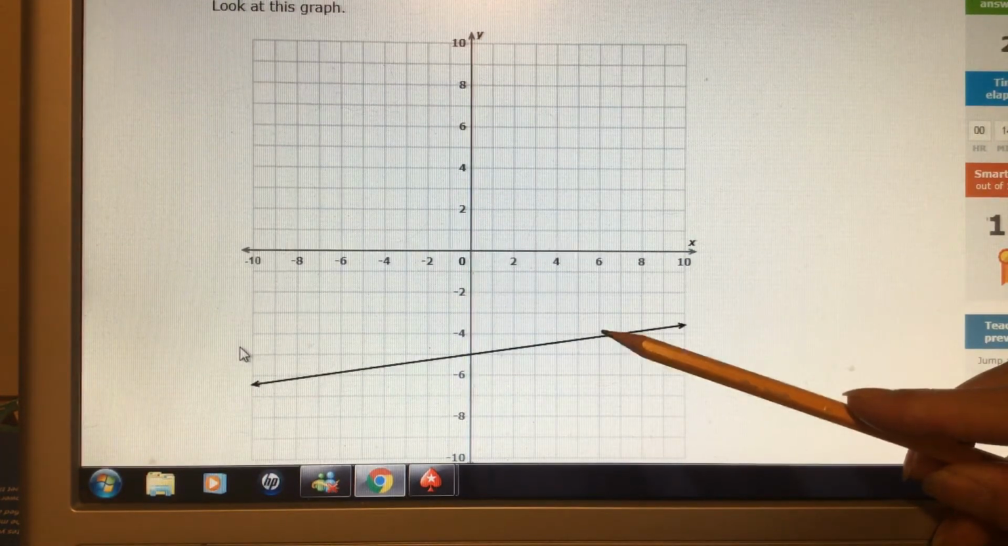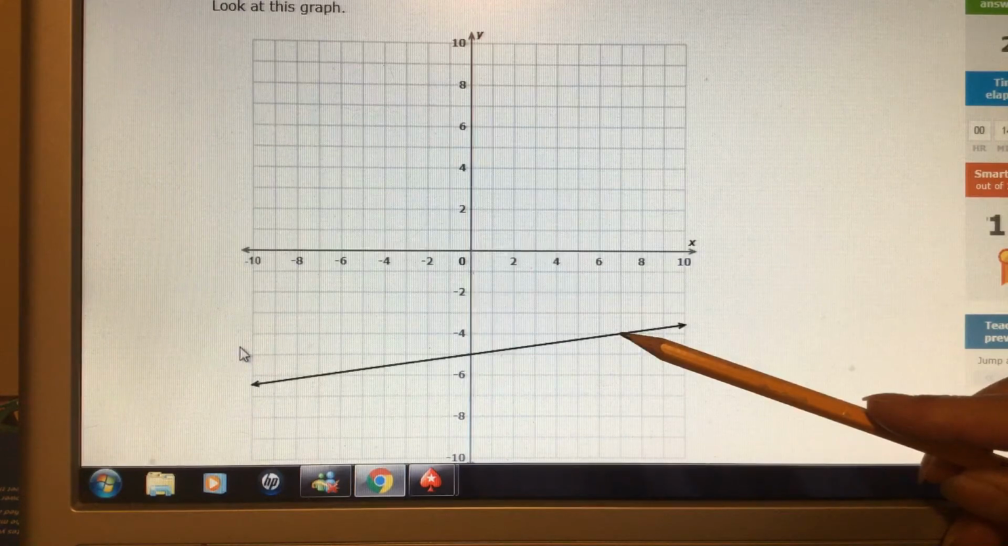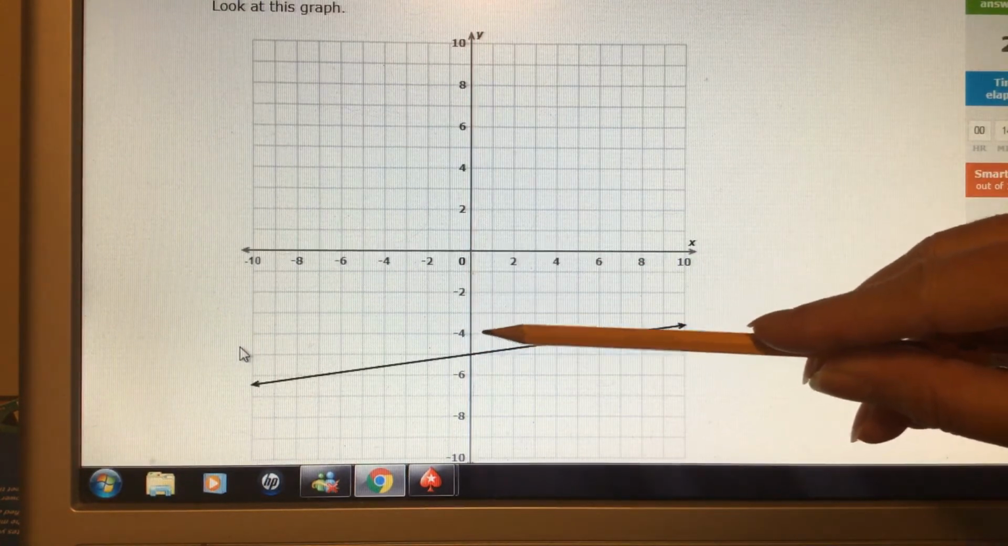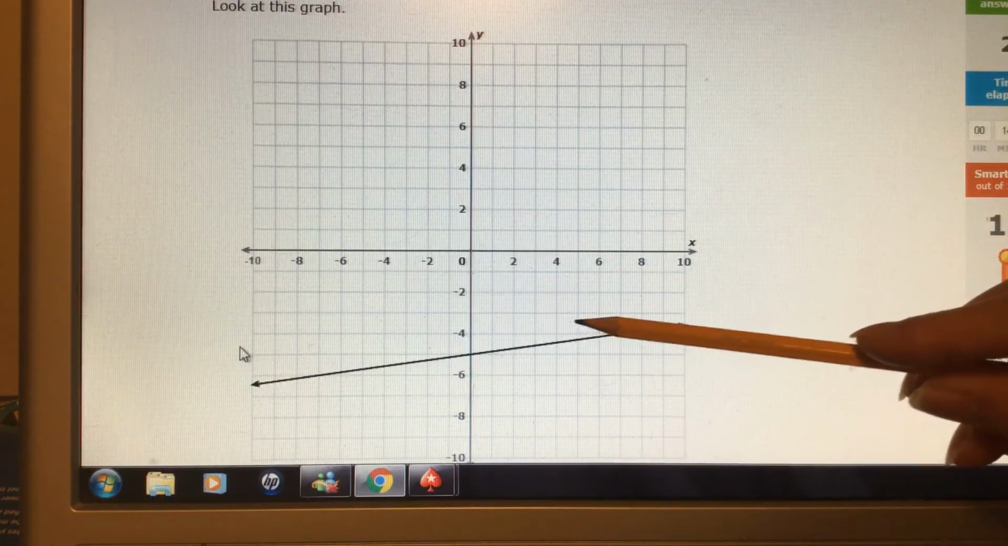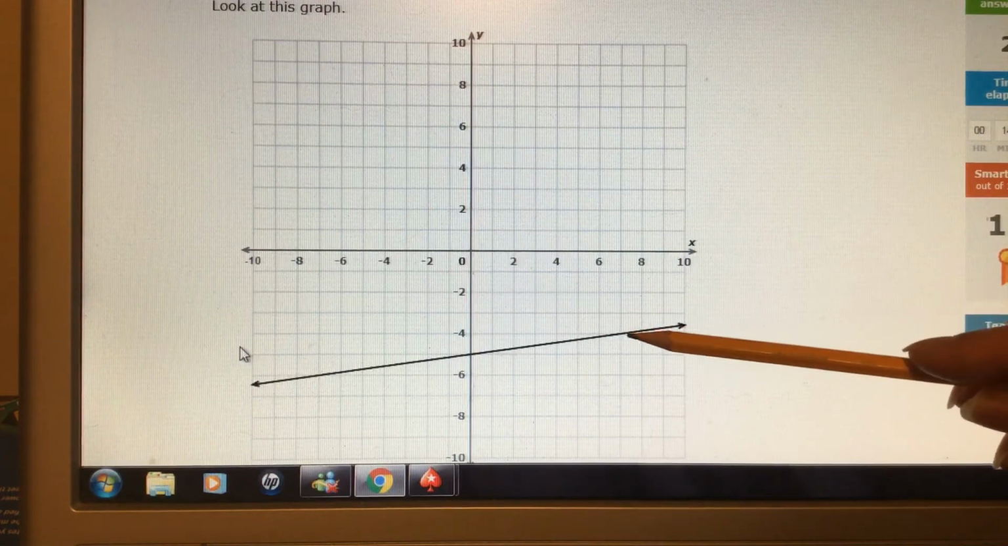Here it does not cross a corner, right? Make sure you're finding where it crosses the corner. So on this one, if I was going to find my slope, I would go up 1 and then over 1, 2, 3, 4, 5, 6, 7.